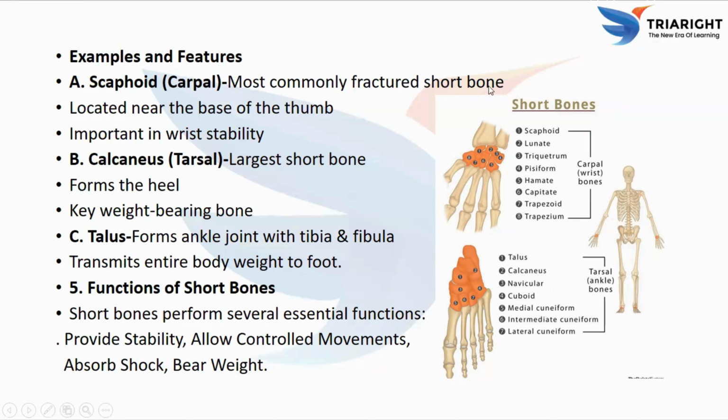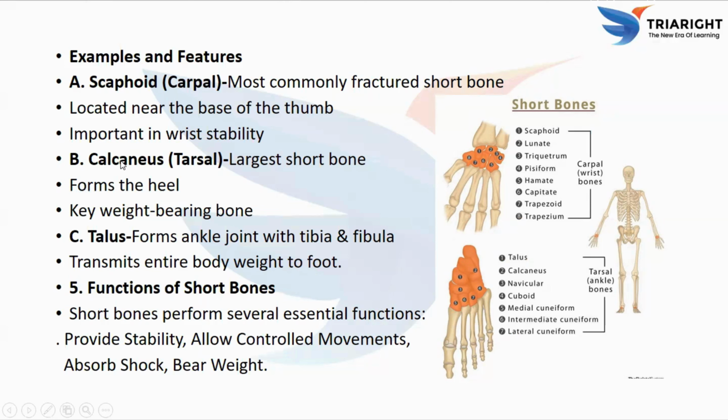Scaphoid. So what is scaphoid? It's a carpal bone. This is the most commonly broken short bone. It is located near the base of the thumb. So what does it do? It plays a major role in wrist stability. It helps to keep the wrist steady during movements.